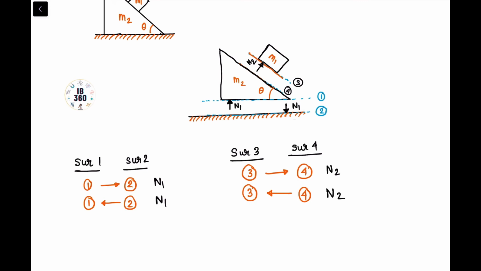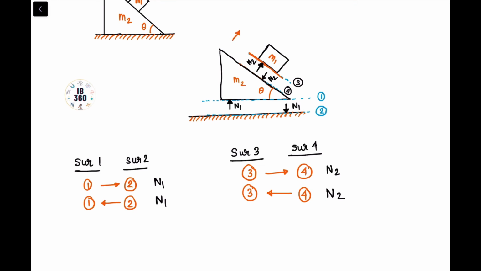Again, surface 4 is in this direction, so it will exert a force in its perpendicular direction. What is its perpendicular direction? In this manner. So surface 4 will exert a force on surface 3 in this manner. I hope you got this. The main concept is that the force exerted by one surface on the other is always perpendicular to the surface. That's why the direction of N2 is in this direction.